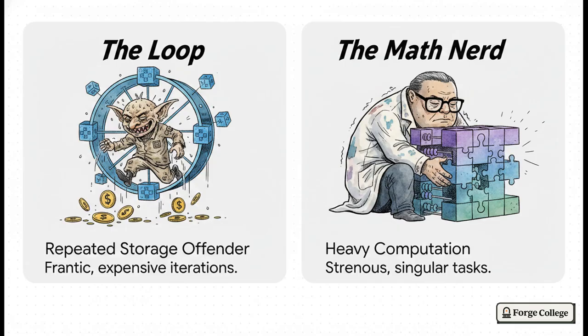Then, on the right side, we have heavy computation, affectionately known as the math nerd. This trace spends a massive amount of gas, but it does it in a single, deep arithmetic calculation using incredibly expensive opcodes like mul or exp.